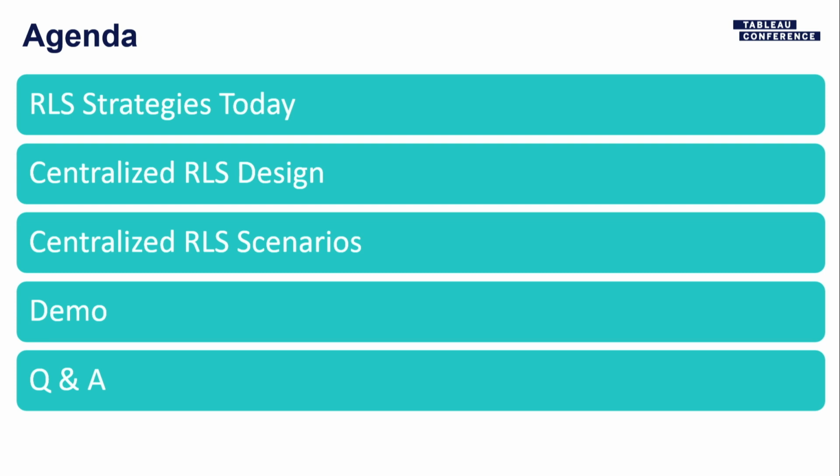And here's what we're going to go into detail on today. First, I want to talk about the basics of row-level security. For people who haven't dealt with it a lot before, this will be kind of an intro to what people do today to implement row-level security in Tableau. There's a lot of different strategies and a lot of information out there, so I'm going to do a quick survey of what exists today.